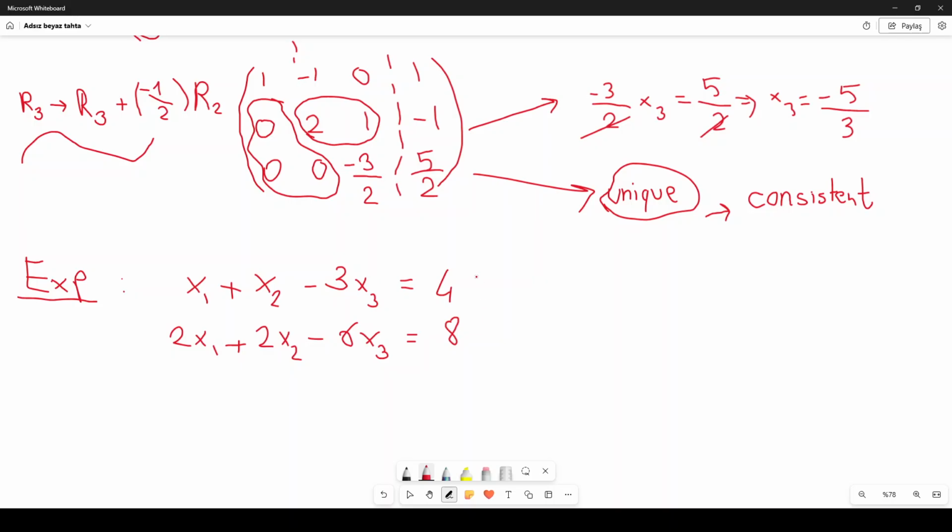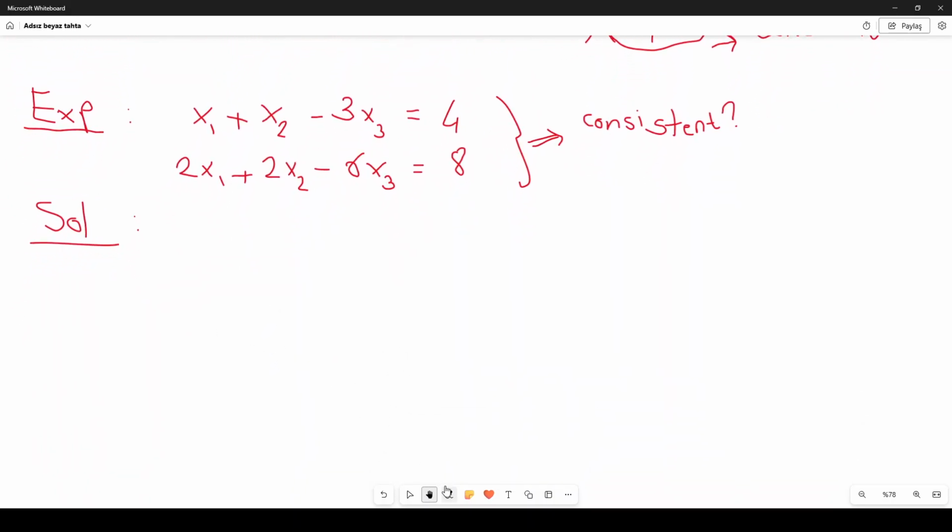All right, now let's try to decide whether or not the system is consistent. Is it consistent or not? All right, let's solve it. So then again, we apply the same strategy, applying the Gaussian elimination method.